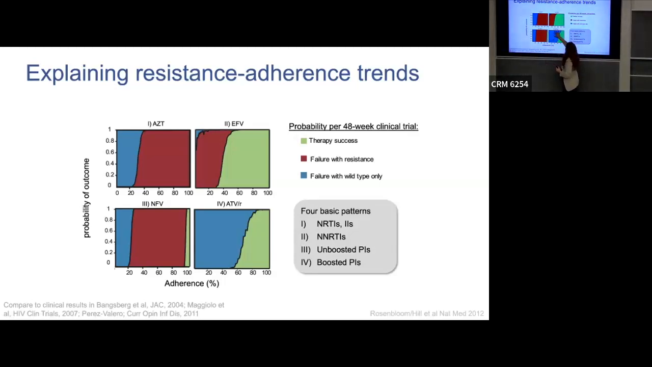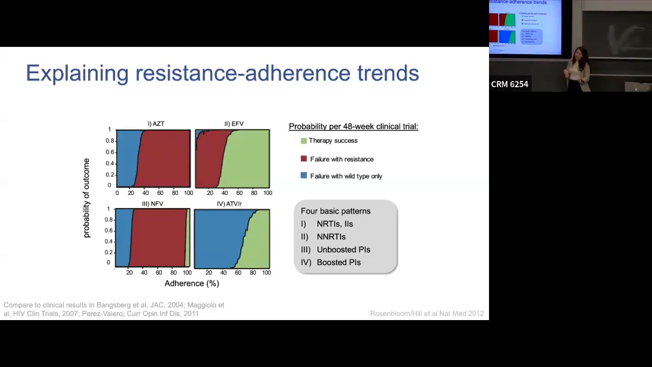Other drugs where high adherence is associated with good outcomes, green here means therapy success, lower adherence is associated with failure and the generation of resistant strains. That kind of window, like how adherent you need to be to have a good outcome, varies by drug. And there are other drugs that even though resistant mutations exist, there's actually very unlikely to select for them, and that when someone fails therapy, it's more likely to be just because wild type virus grows back.